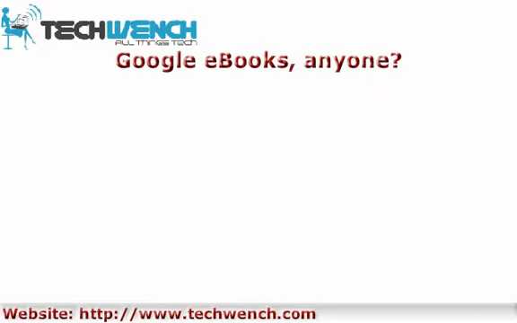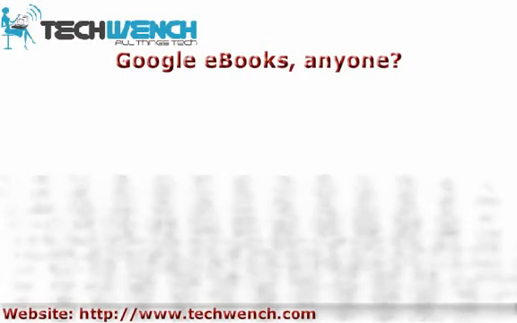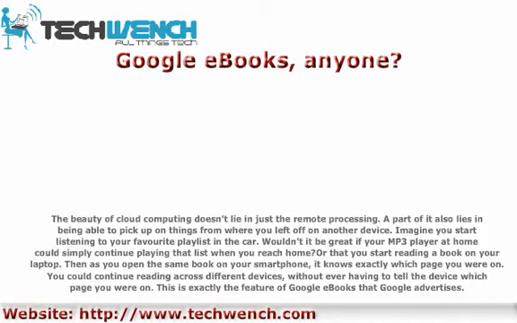Google Books, anyone. The beauty of cloud computing doesn't lie in just the remote processing. A part of it also lies in being able to pick up on things from where you left off on another device. Imagine you start listening to your favorite playlist in the car. Wouldn't it be great if your MP3 player at home could simply continue playing that list when you reach home? Or that you start reading a book on your laptop. Then as you open the same book on your smartphone, it knows exactly which page you were on. You could continue reading across different devices, without ever having to tell the device which page you were on. This is exactly the feature of Google Books that Google advertises.